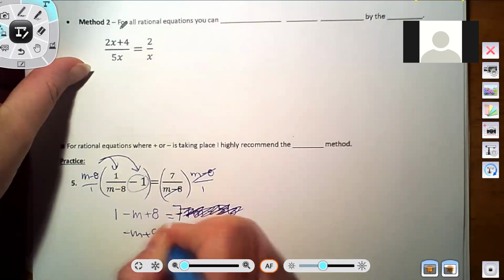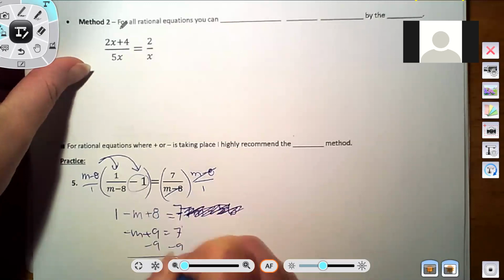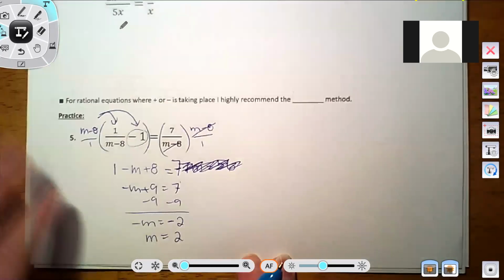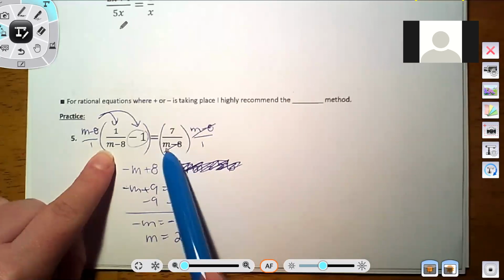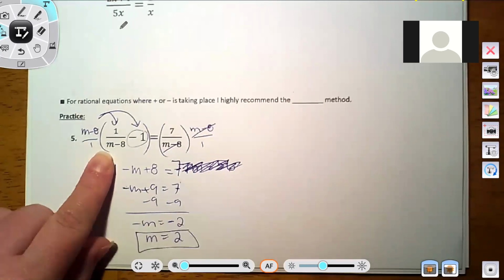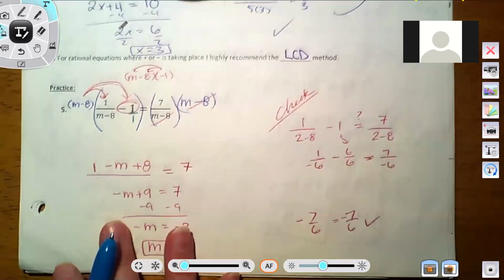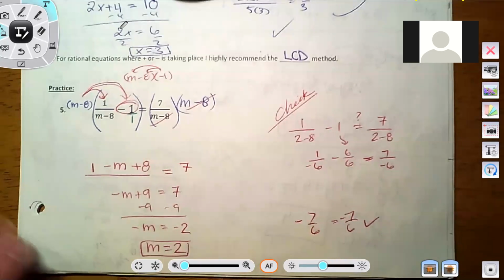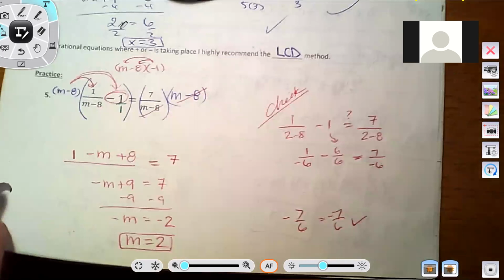9. Subtract 9. Divide by negative 1. And then m could not have been 8. That's the only restriction. So this should work out, but it wouldn't hurt to check your work. The check is over here, and you can use your calculator to help you do the check with the arithmetic if you want.